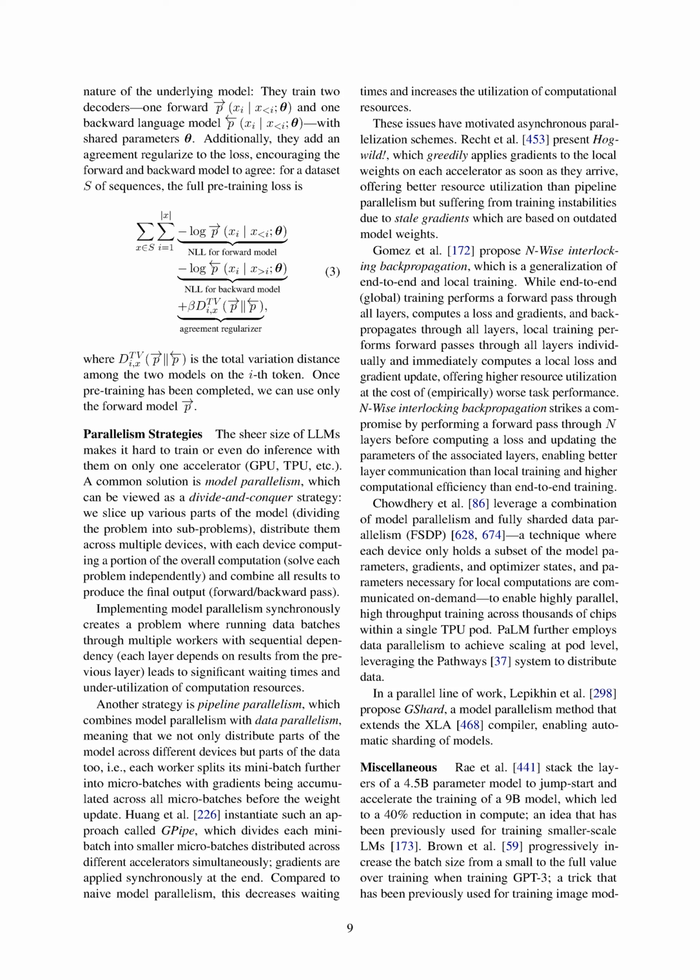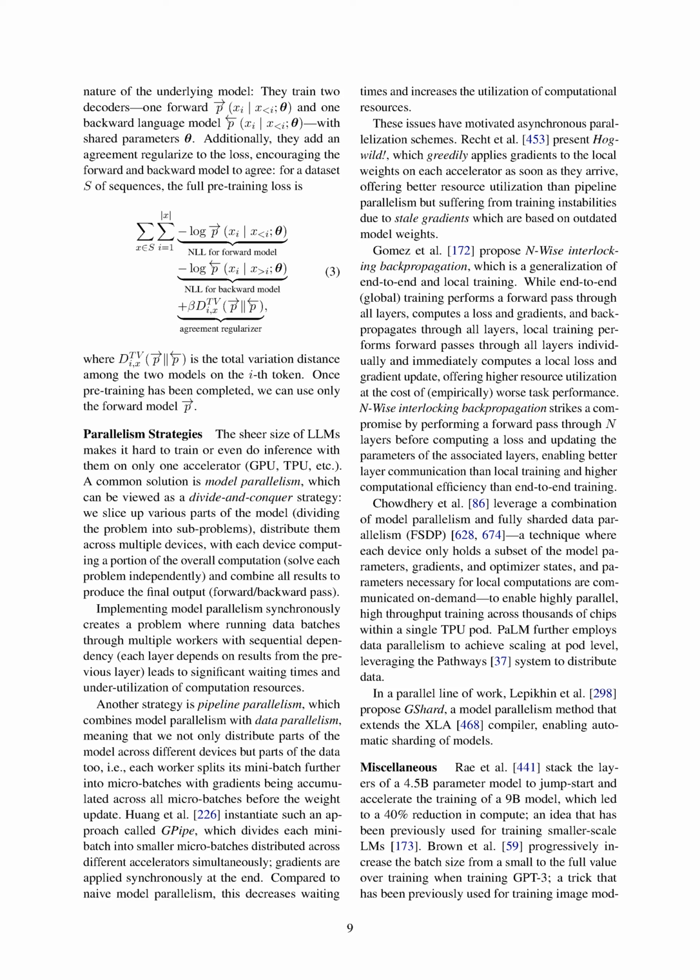Another proposal is N-wise interlocking backpropagation, which is a generalization of end-to-end and local training. Traditional end-to-end training performs a forward pass through all layers, computes a loss and gradients, and then backpropagates through all layers. In contrast, local training performs forward passes through all layers individually and immediately computes a local loss and gradient update. While this offers higher resource utilization, it empirically results in worse task performance.